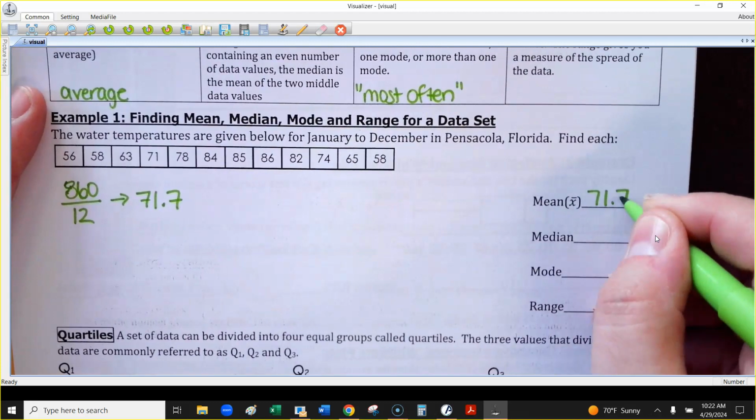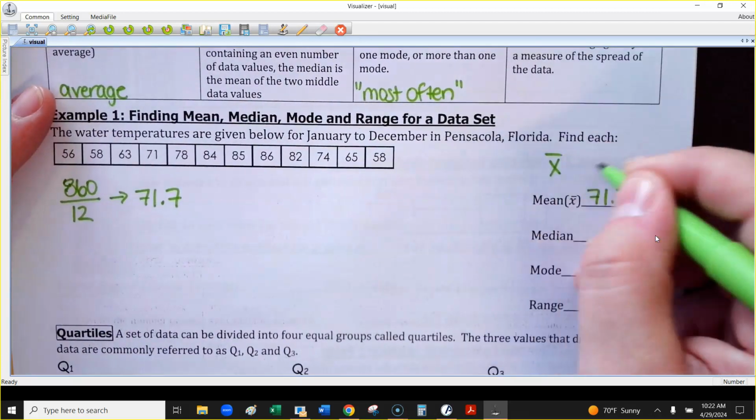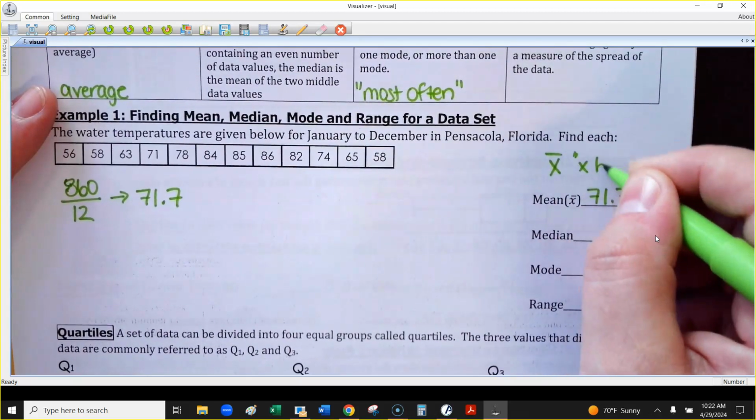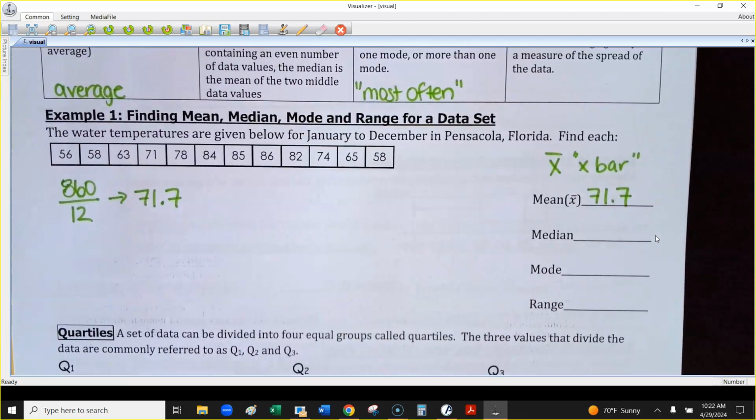And if you guys notice on my little answer blank over there, if you ever see what they call X bar, that is just a notation for the mean. So if you see an X with almost like a little line segment over it, they call that X bar. That's a way to abbreviate the mean using a variable.